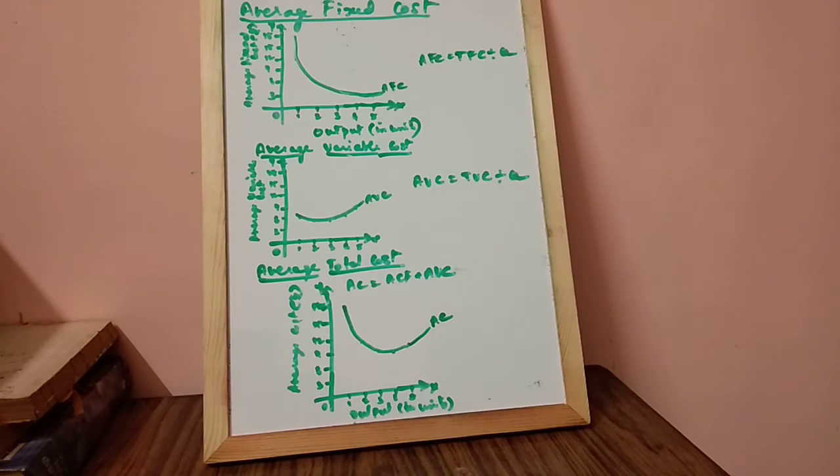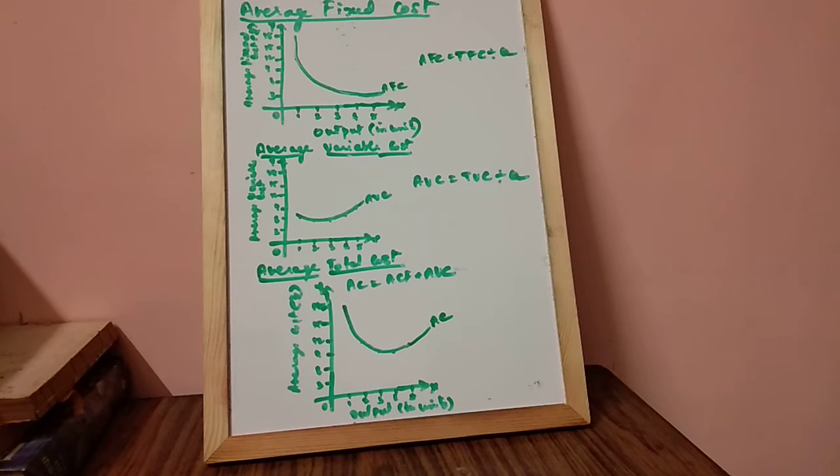Hello. Average fixed cost. Now, why should we know the average fixed cost, average variable cost, and average total cost? The per unit cost explains the relationship between cost and output in a more realistic way. So, from total fixed cost, total variable cost, and total cost, we can obtain per unit cost. These three are the per unit cost: average fixed cost, average variable cost, and average total cost.